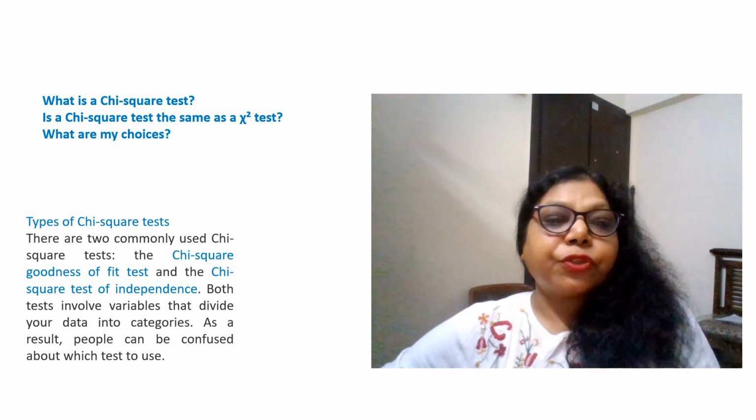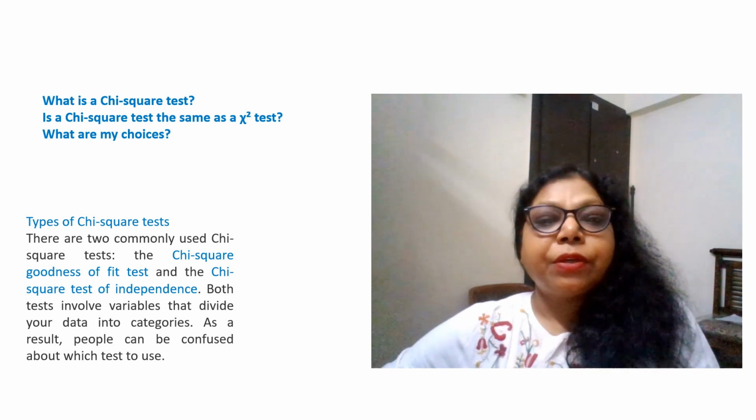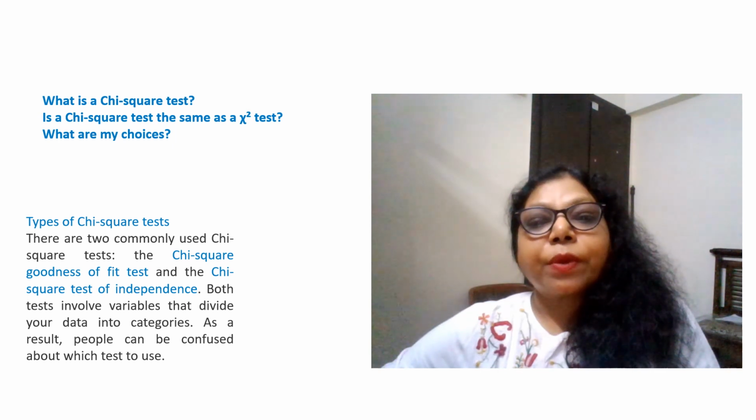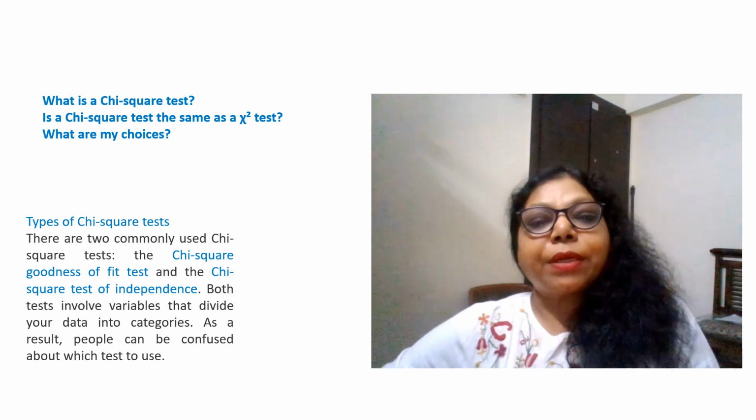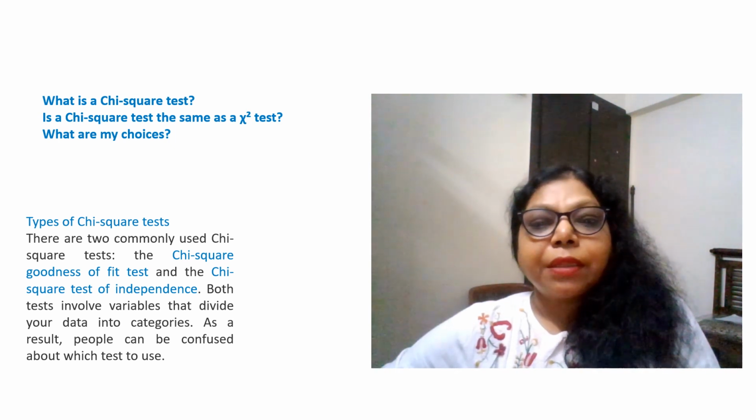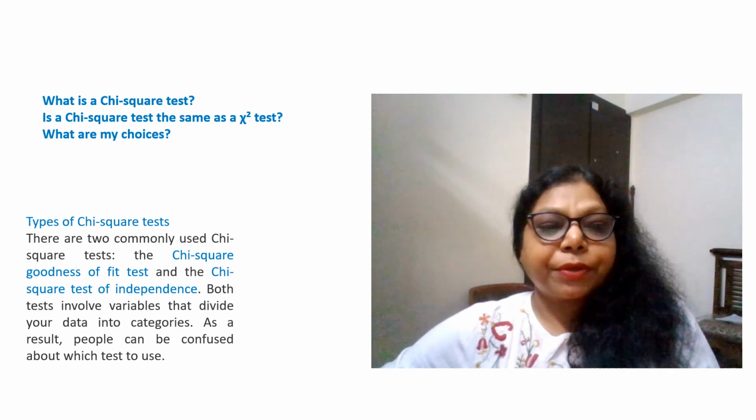So what are my choices? Like why should I go for it? If you have a single measurement variable, you use a chi-square goodness of fit test. If you have two measurement variables, then you use a chi-square test of independence. There are other chi-square tests, but these two are the most common.